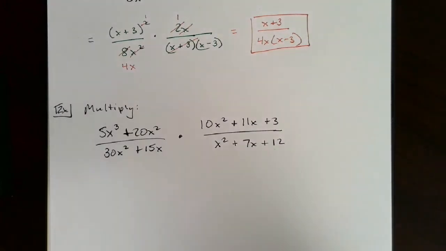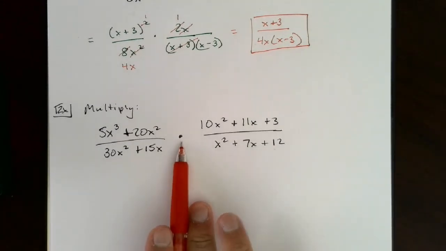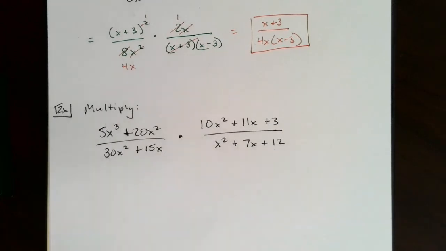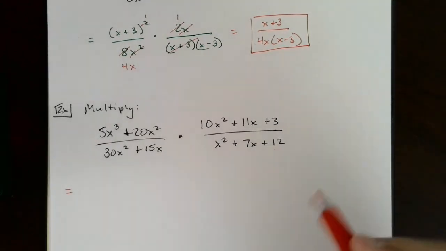So the first thing here I would mention is that it's multiplication because of that times symbol, right? If it said perform an indicated operation, you know it's multiplication because of that times symbol there. And then you want to factor each of the numerators and denominators completely.